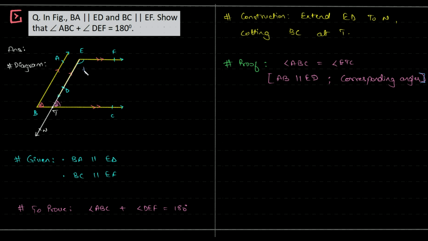Now, how can I make use of this fact that this is equal to this, and how can I relate it to this particular angle, angle E in some sense? Yes, angle E only. I can tell this angle DEF plus angle ETC is equal to 180 degrees. Why though? How can I tell this?